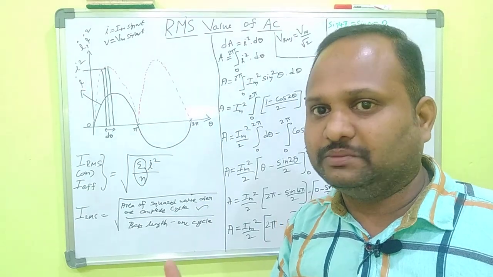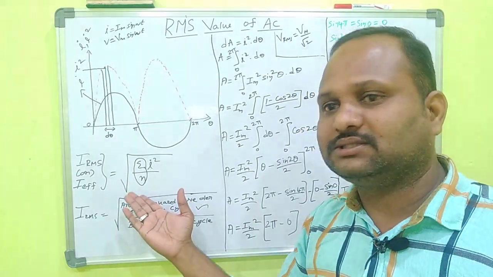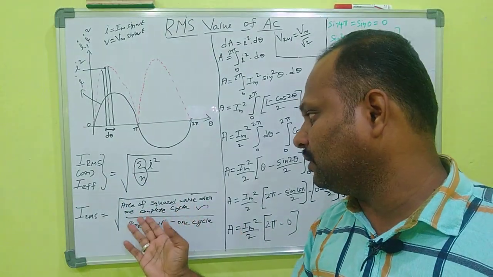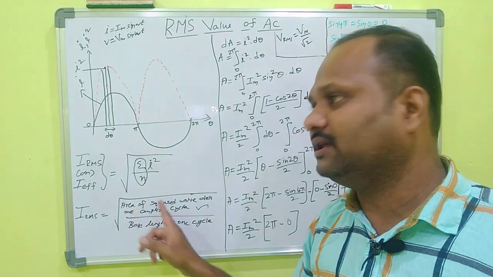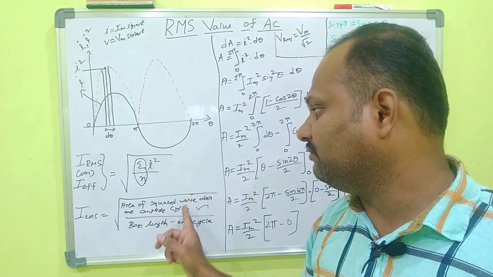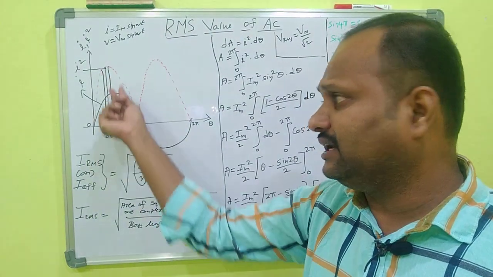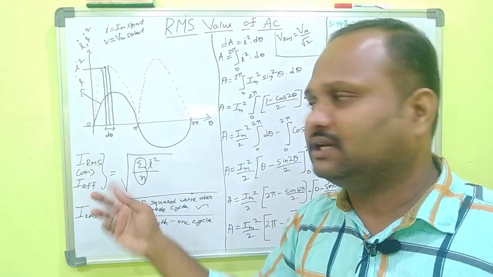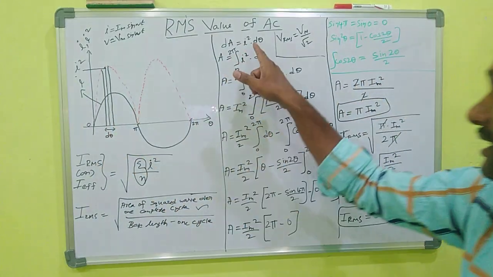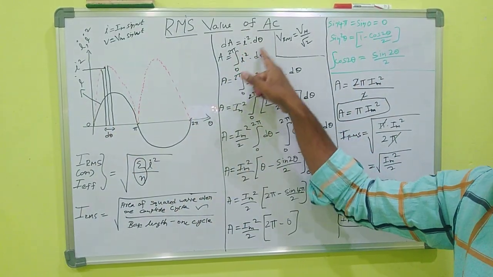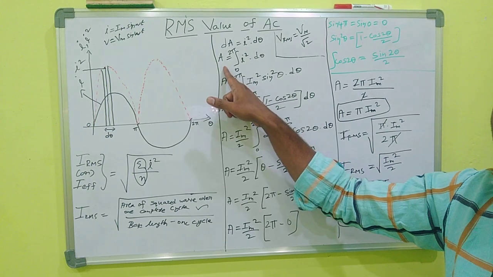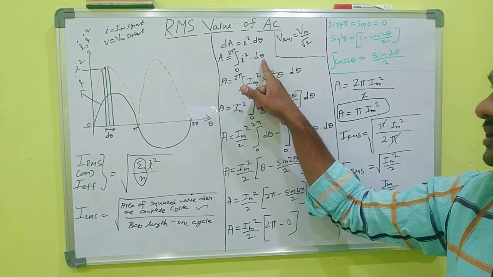What is RMS? Root mean square. How to find RMS? Area of the square wave over one complete cycle divided by base length. How to find the area of the square wave of one complete cycle? By dividing the area into many elementary strips. Here we take one strip. That area is I square d theta. When we integrate this small area, we get the total area. How to integrate I square d theta?